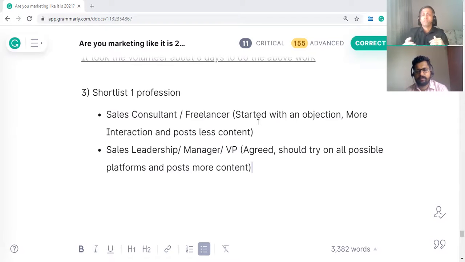On the other hand, there is a sales leadership person who not only agreed, but gave a good explanation of what more they should be doing, which is that they should be trying all possible platforms. Definitely that person is in a leadership position, so that person wants to influence. And I think it also shows that the person has been in the profession for quite a long time to understand the power of social media, and also agrees to it from that.